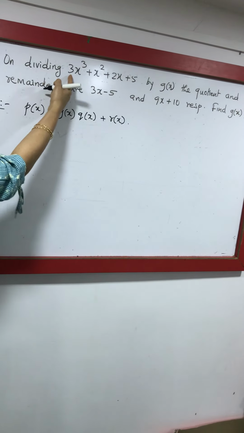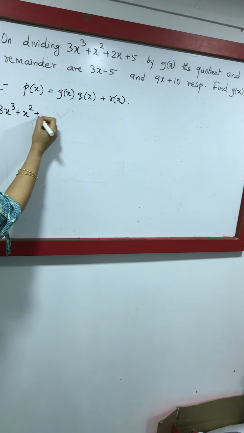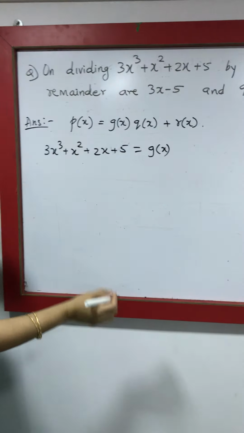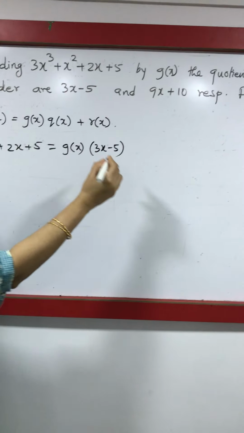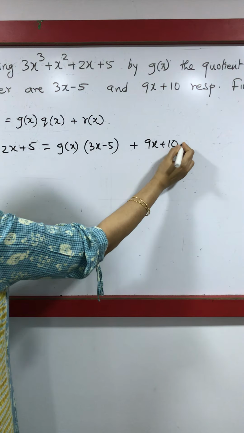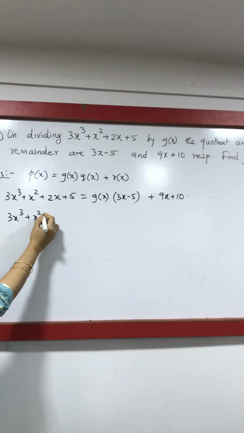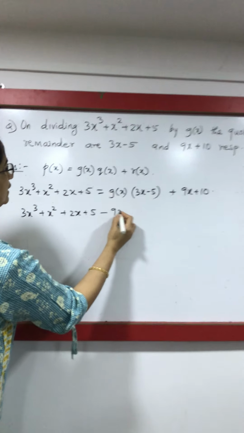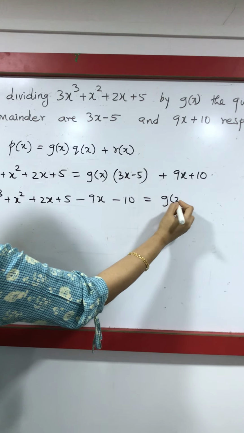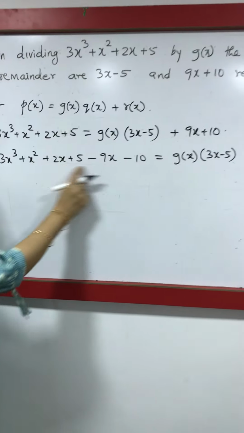We are given the dividend, see, on dividing, so this is the dividend, so we will substitute the value for the dividend. We don't know the divisor, it is to be found. The quotient is 3x minus 5 and the remainder is 9x plus 10. If I have to solve this further, then the remainder I will bring on the left hand side. So when I bring the remainder here, this will be minus 9x minus 10, and these two terms will be on the left side. Now like terms we will add and subtract.